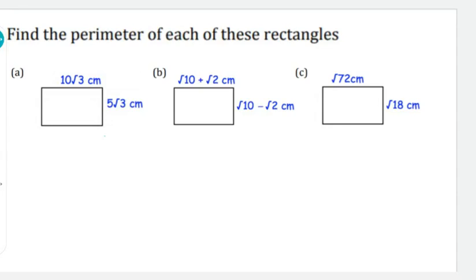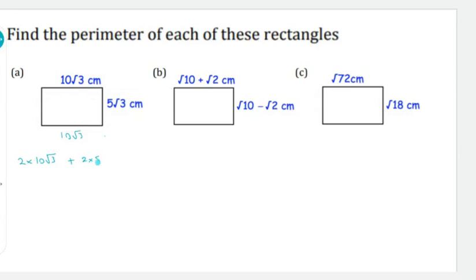Okay, awesome. So, for the first one then, I got 30 add 4 root 3. That's 30 add 4 root 3. Okay, so how did you do that one? I did 2 times 10 root 3. Okay, because you have two of them. And, wait, you did what, sorry? 2 times 10 root 3. Okay, yeah, 2 times 10 root 3. And add 2 times 5 root 3.